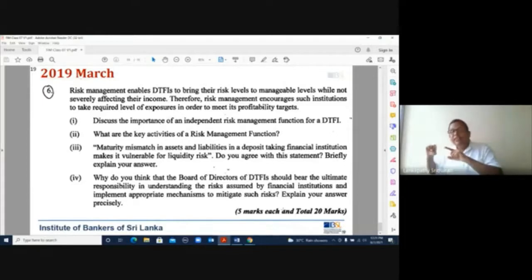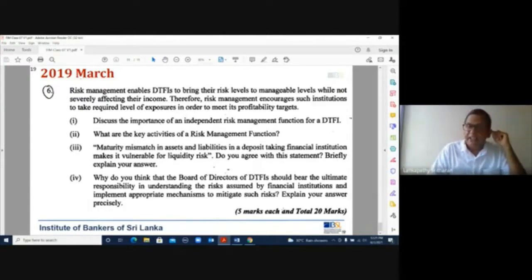And then if there is any risk, that will be escalated through the centralized risk management department to the risk oversight committee. Likewise, you have to discuss the independent risk management function of a deposit-taking institution.